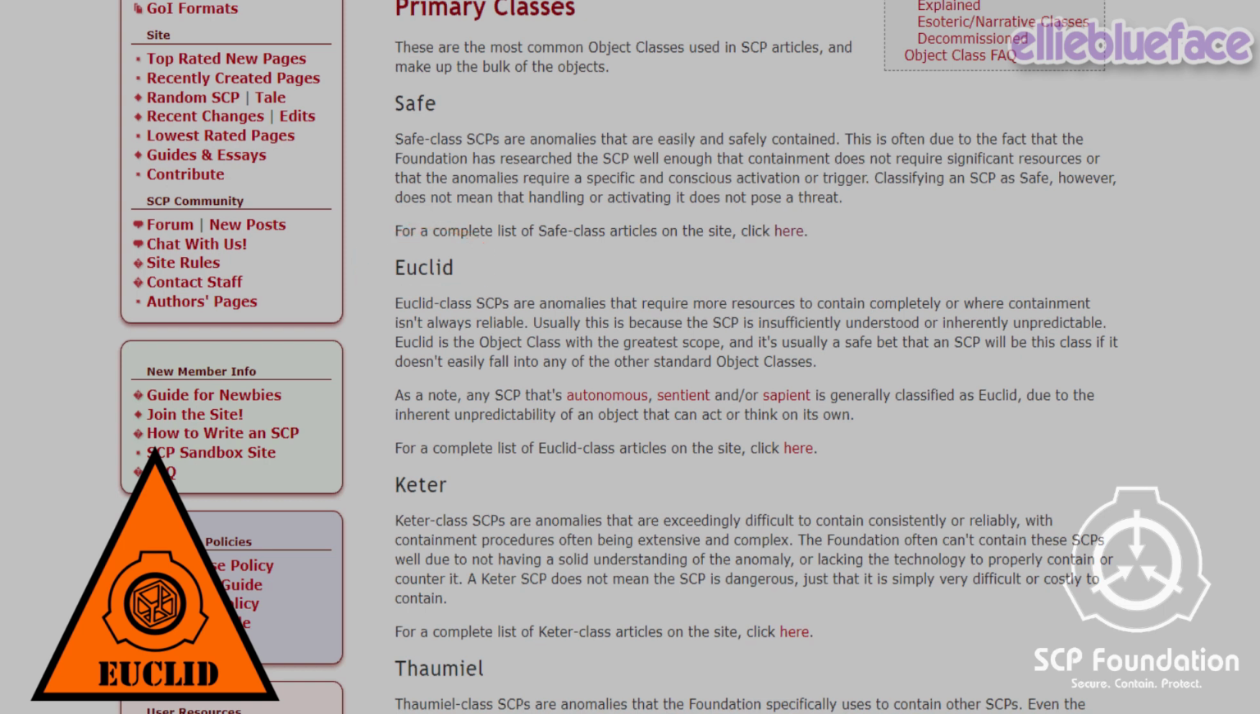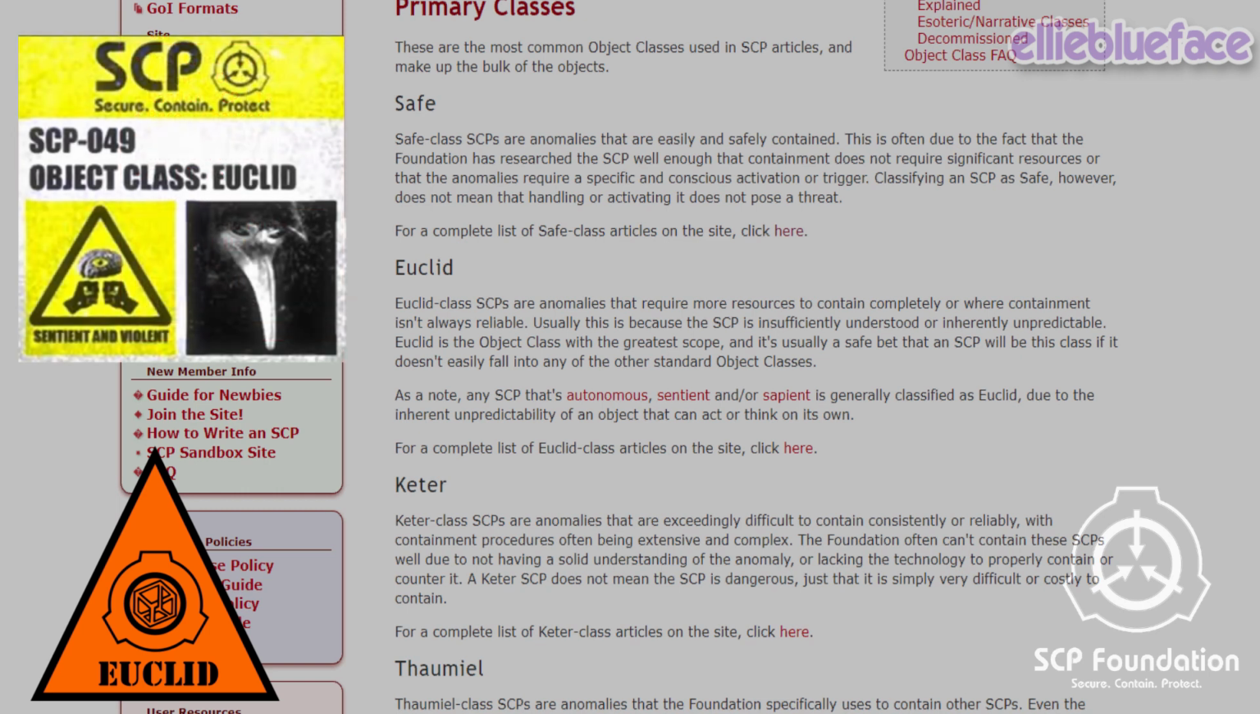Most SCPs that are classed as sentient or have some sort of thought pattern behind them of their own are normally classed as Euclid, because they're a little bit more unpredictable than the ones that only do something if you touch them and you know exactly what's going to happen, good or bad.